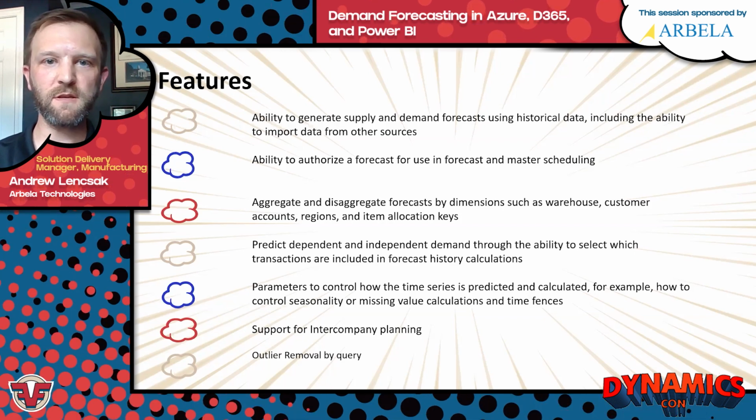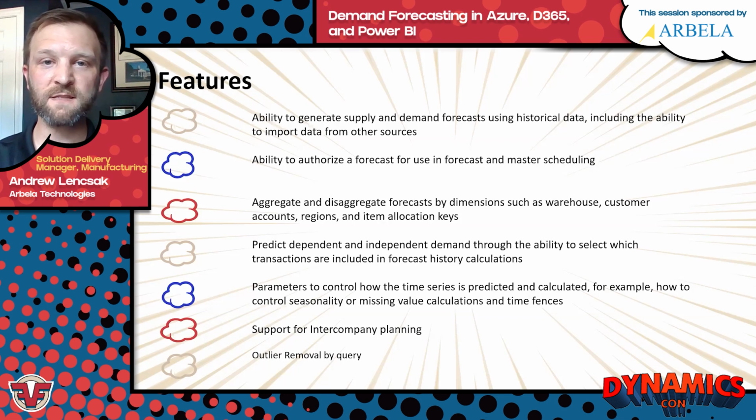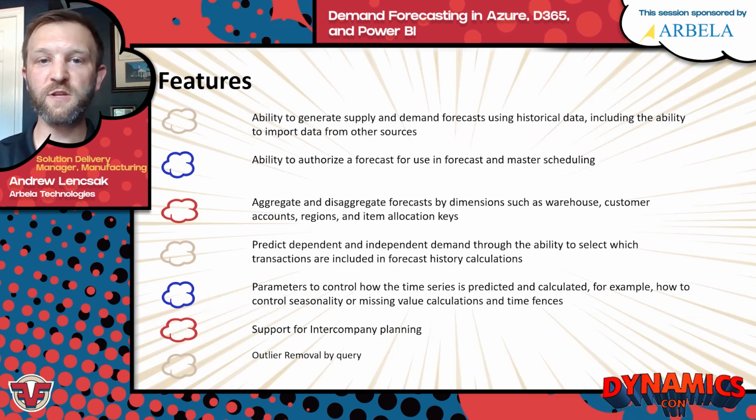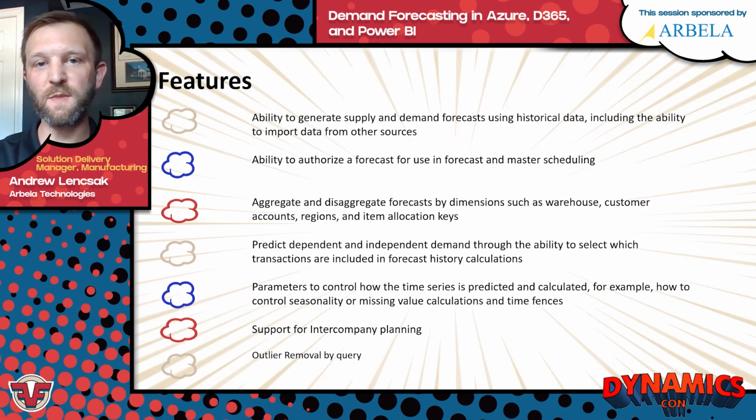And lastly, it gives us the ability to apply outlier removal. If I'm, let's say, in retail or something, and I get a customer order that's a very large order, a lifetime order, and maybe I don't expect that to repeat, I don't want that history to skew my forecast for future periods. So I can use a query-based outlier removal form to say which demand, maybe it's a specific customer, a specific item, a specific set of orders or dates that I want to exclude. I can select that in an outlier removal query so that when I'm generating my forecast, that demand is left out of the historical calculation.